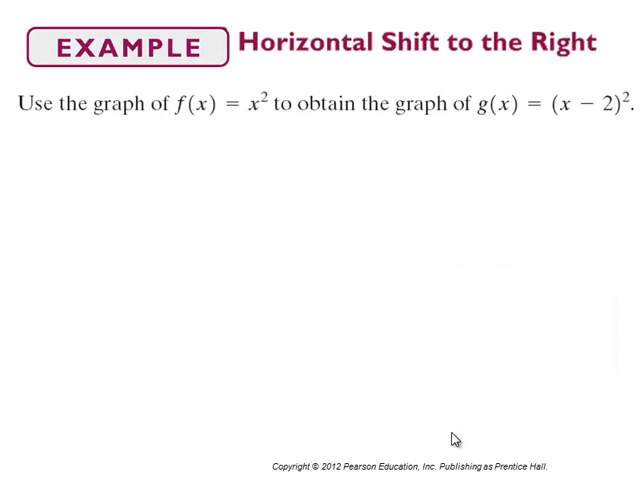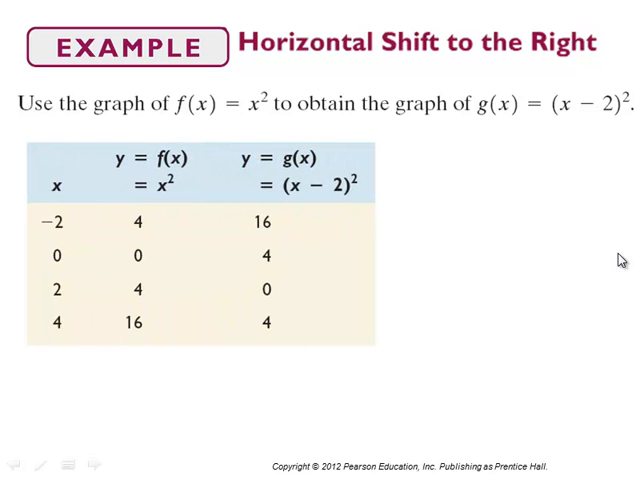Okay, moving along here. Now let's talk about horizontal shifts. We already talked about vertical shifts by adding so many units to the function or subtracting. Now, what if we add or subtract so many units to x within the function? So, for example, what would the graph of x minus 2 squared look like? Well, compare that to x squared. So here's a table of ordered pairs for x and x squared, and then for x minus 2 squared.